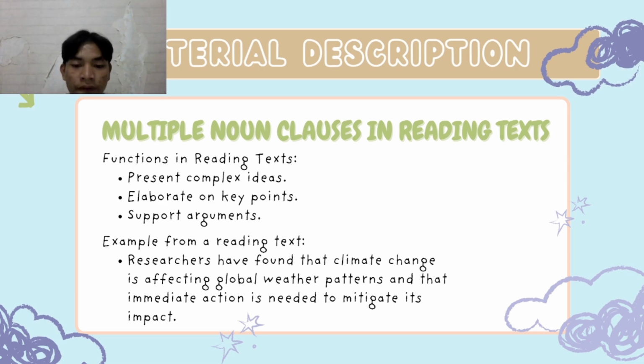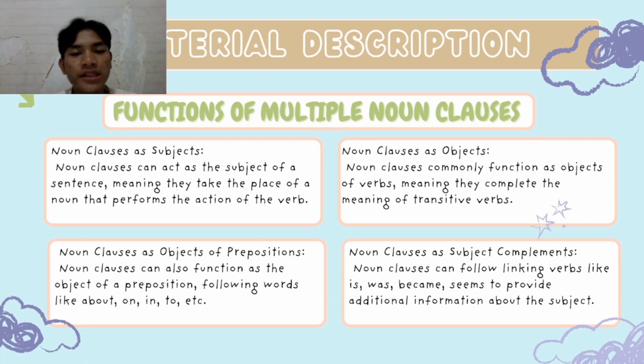Two clauses serve as the object of that verb. Clause 1 is "that climate change is affecting global weather patterns." And clause 2 is "that immediate action is needed to mitigate its impact." These two noun clauses are connected by the coordinating conjunction "and" because they are both equally related to the same verb, "have found." Now let's look at the six functions of noun clauses.